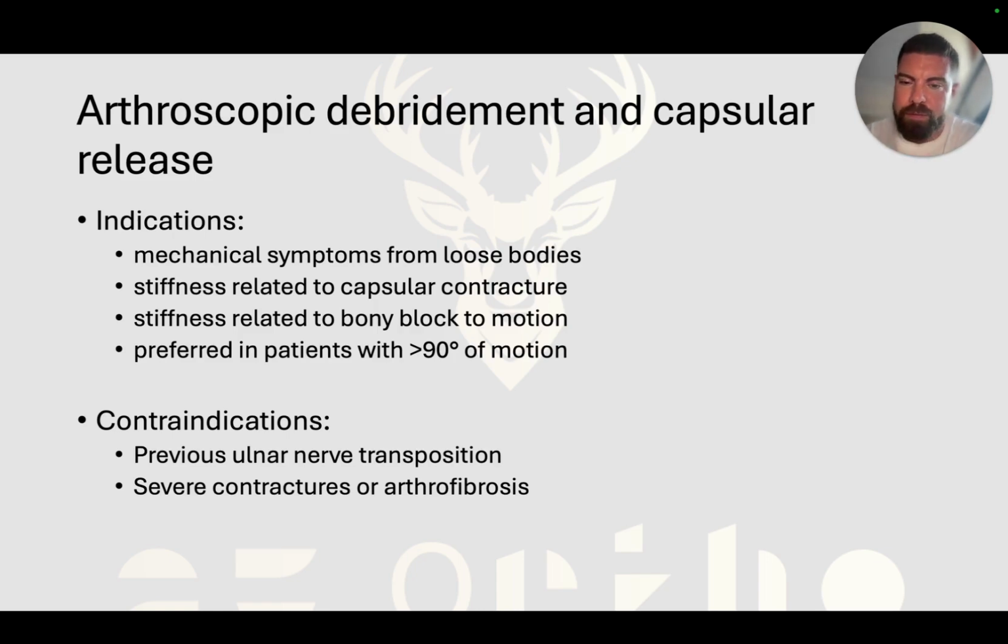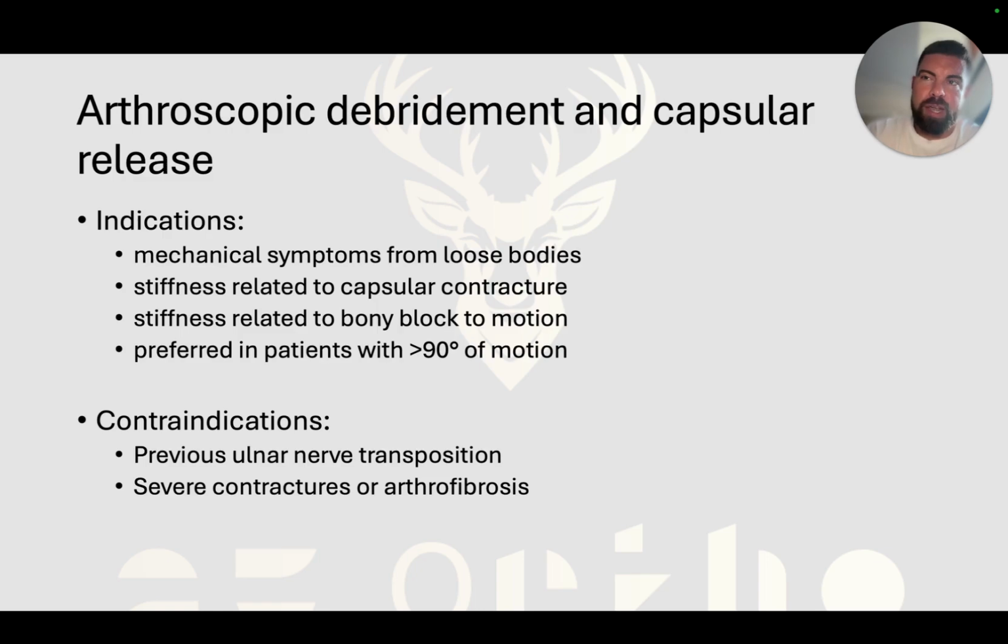If you have severe contractures, as we see in the contraindications, it's not really a good idea to try to go in through this. You'll swell the joint, you'll distract tissues, you won't really get the effect you want, but you'll have all the risks. And also another contraindication is previous ulnar nerve transposition, because you haven't a clue where that nerve is and you can't do it arthroscopically.